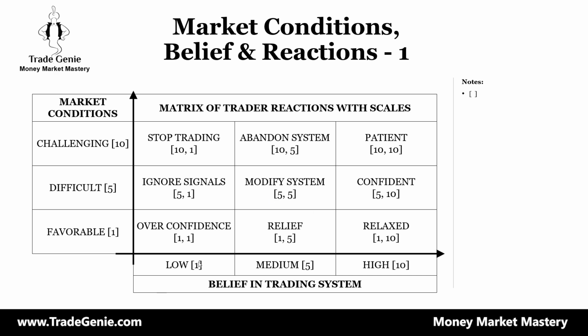And when the market condition is favorable and we have a low belief, because we just got introduced to the system, we become overconfident and we overtrade. When we have medium belief, then we are relieved. But if we have a high belief, then we are relaxed, confident, and patient in the challenging market. So these are the 9 quadrants.